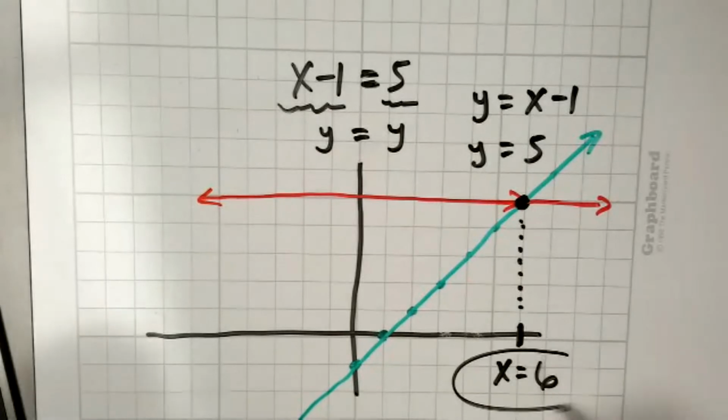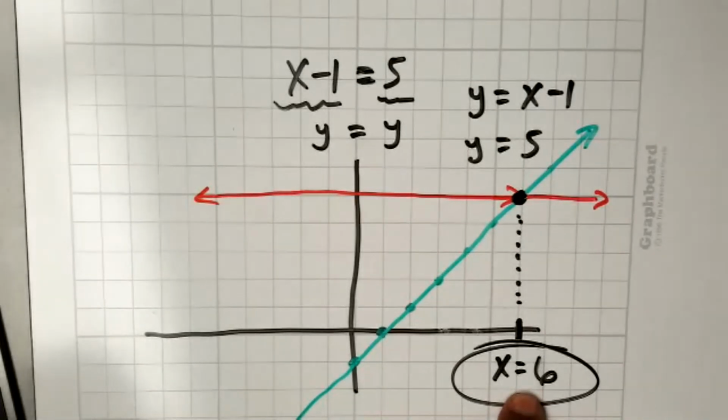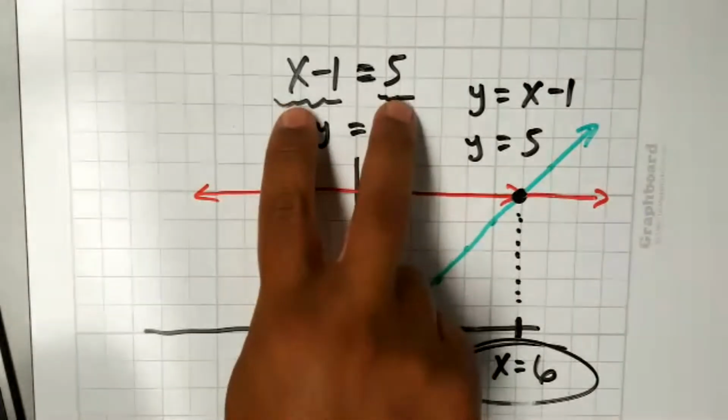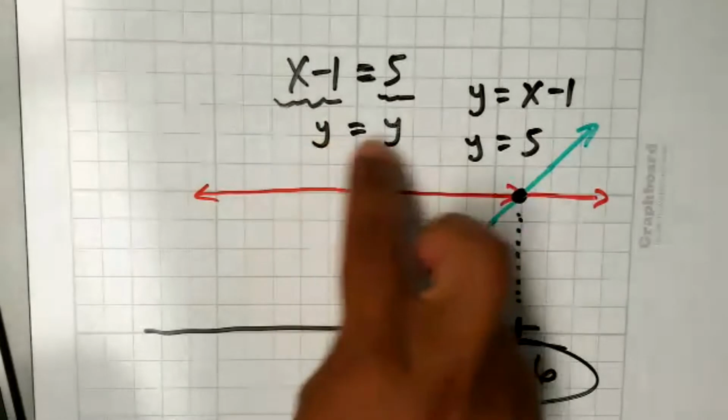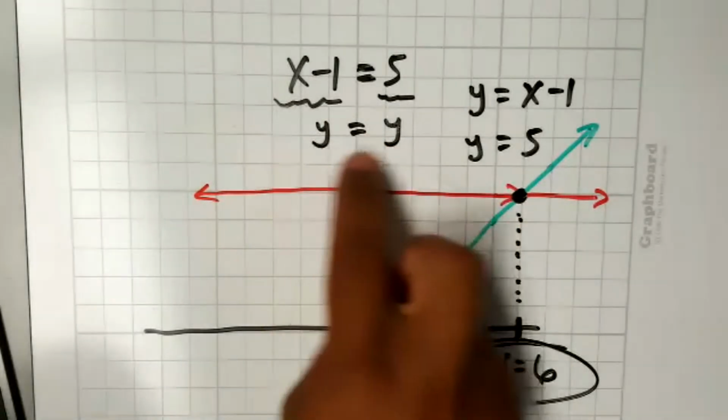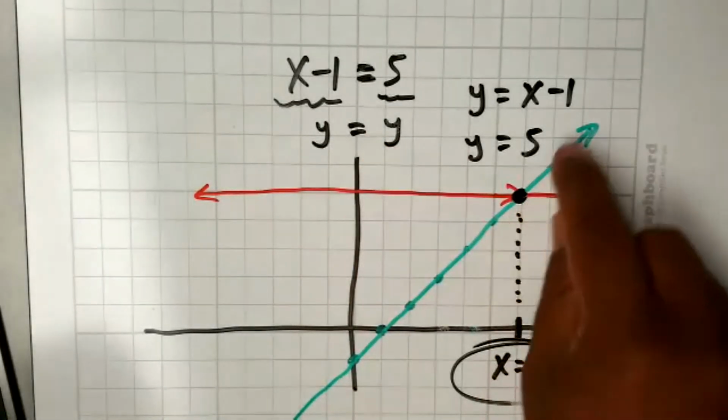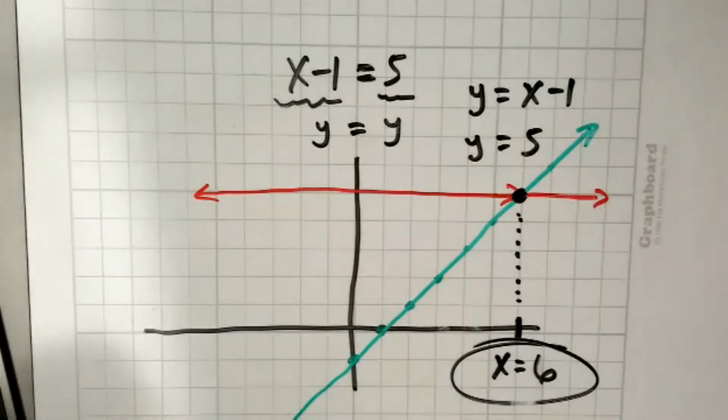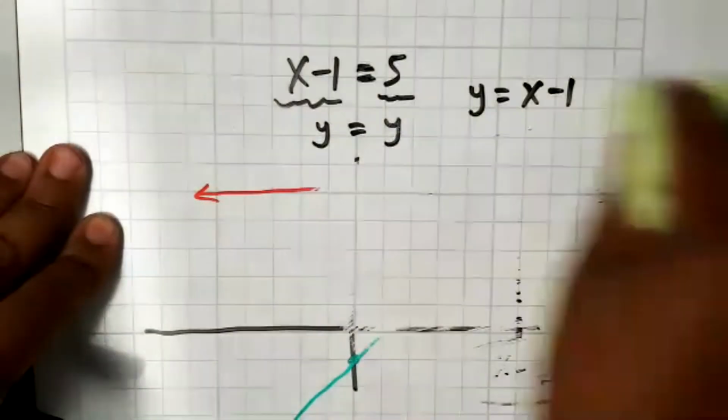So this is what we do when we solve equations. We're finding the x value that makes this equation true. An equation is true when these functions intersect. So that's the concept, right? Then the same is true for these guys.